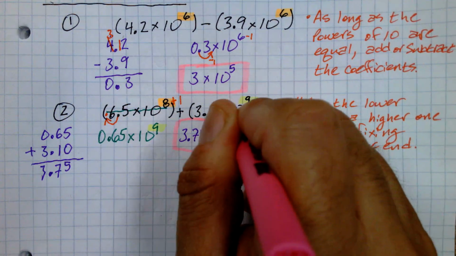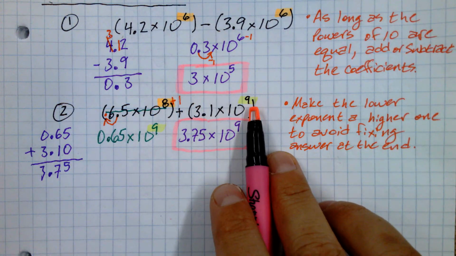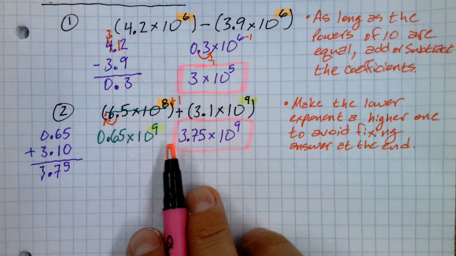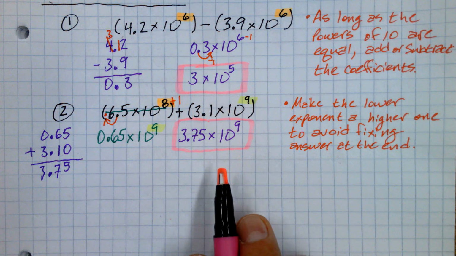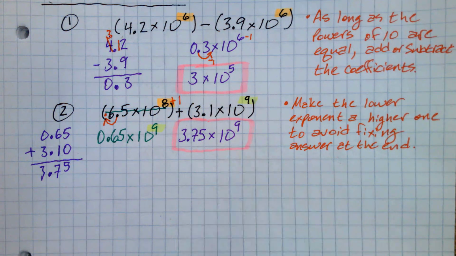Now, if we would have changed the 9 to an 8, the number would have been too big. We would have had to move the decimal point to the right, and then that would have changed everything. We still would have ended up with this answer, but it would have been one extra step. Okay. Any questions?